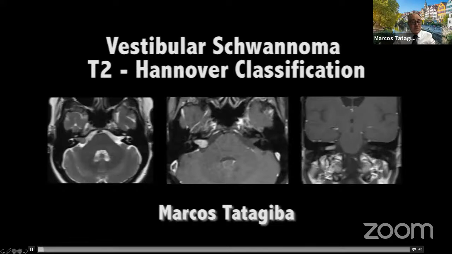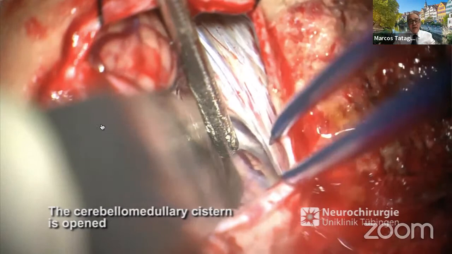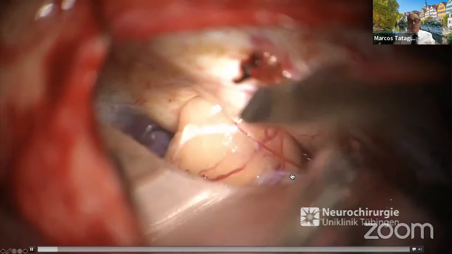So I would like to show briefly a couple of cases. Initially, a small tumor we did in supine position. The first step is to open the cistern after a linear incision of the dura mater, as I told. So this is the cochlear nerve here and the tumor.